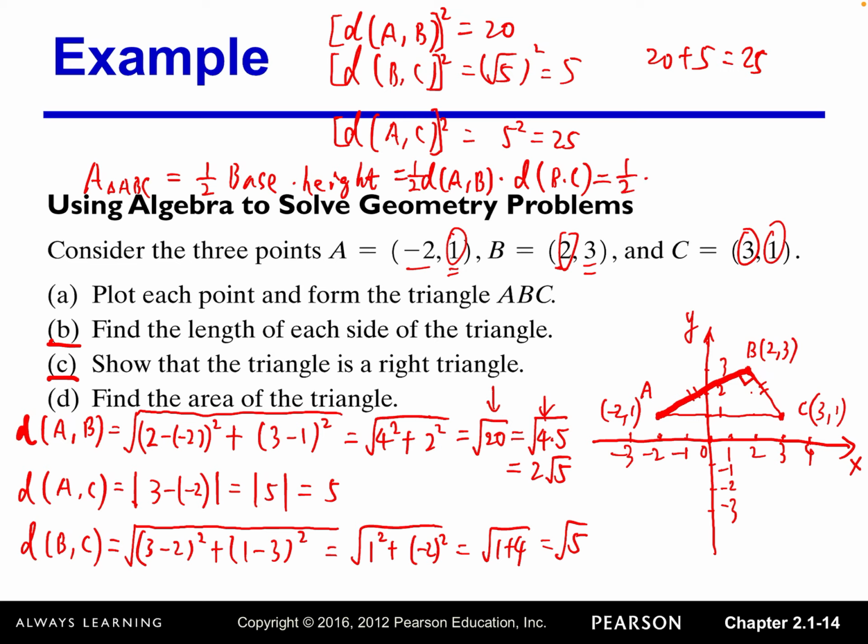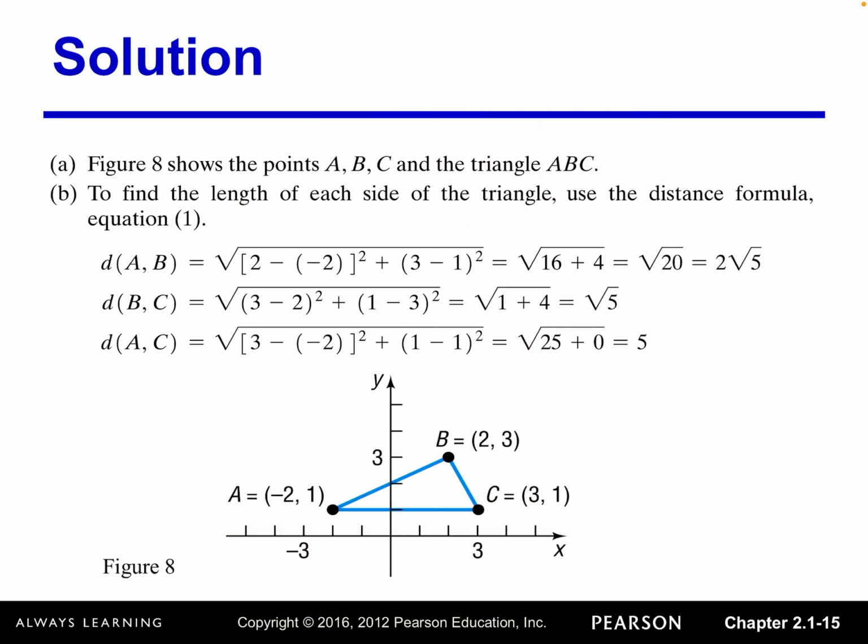So that's 1/2 times the distance of AB. We got here already, that's 2 square root of 5. Distance between BC, that's square root of 5. So these three numbers multiply. 1/2 times 2 cancel out. Square root of 5 times square root of 5, that's square root of 25, simplified as 5. Okay, so all those calculations, you can find from the following slides.